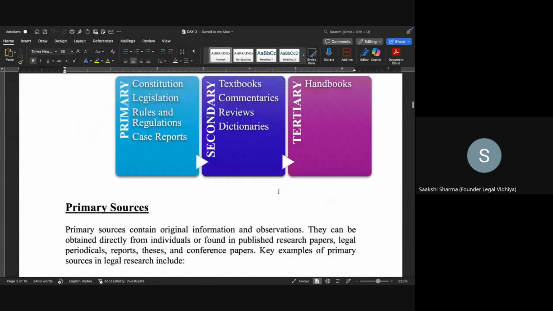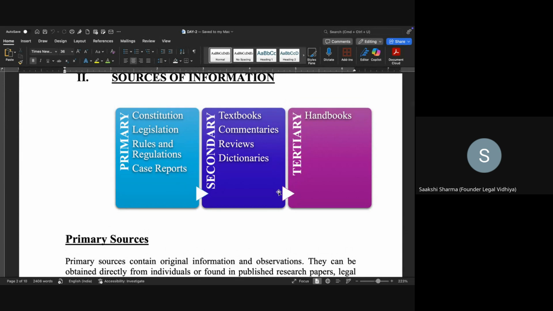And then comes the tertiary source, and the easiest example for understanding tertiary sources is the handbooks, which you must have read, a handbook on so and so act. It is a compilation of primary and secondary sources, and it is written in such a way that not just lawyers but anyone who wants to understand a particular topic, even a layman, can understand it. The dictionaries which explain some particular topics, the encyclopedias as you have written down in the chat box, and the handbooks all come under the tertiary sources of information.